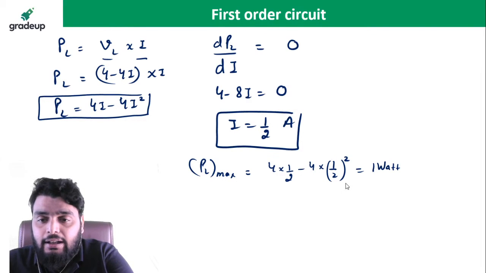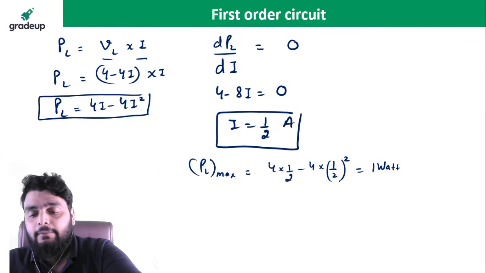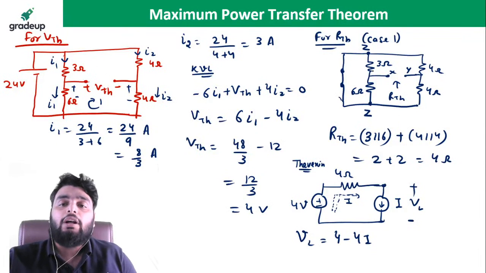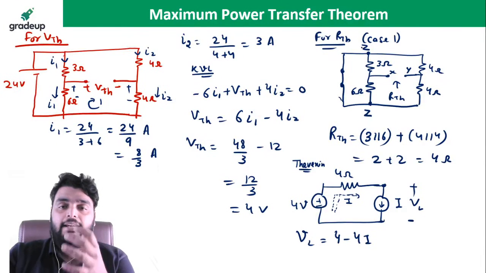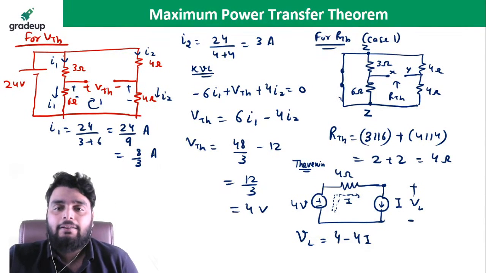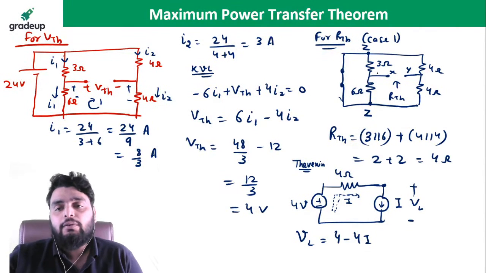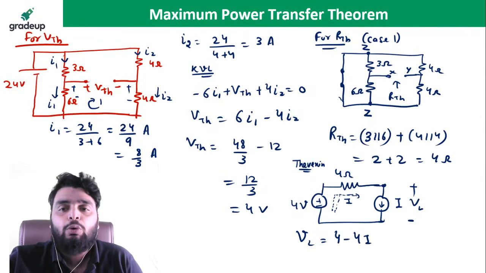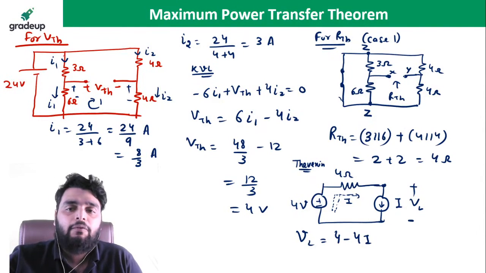Okay, Sienna is asking, sir, how to find out RTH? Beta, see very carefully. For RTH, this is case 1 in which you have to short circuit the independent sources. So I have short circuited the independent sources here first. Now see here, I am giving a name to a node. These two have the names X and Y.